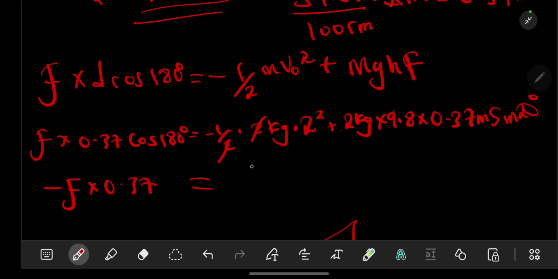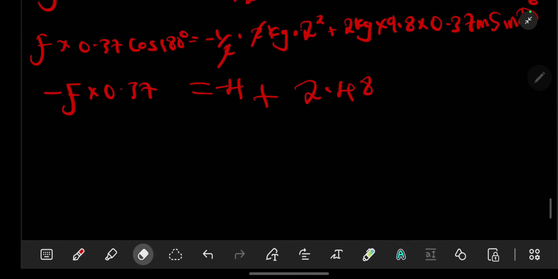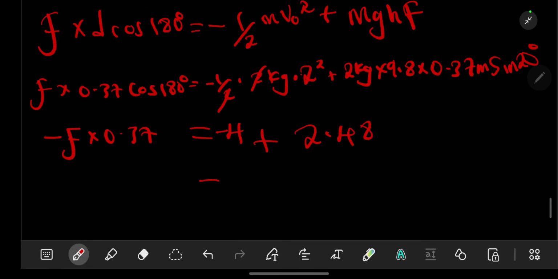Then we have this and this cancels. Negative by that, we are going to have negative 4 like that. Then we have plus our 2 by 9.8 by 0.37 sine of 20. This gives us a value that is equivalent to 2.48 like that. So this 2.48, we are going to add it, negative 4 minus negative 4. This gives us a negative 1.552 like that. Negative f by 0.37.